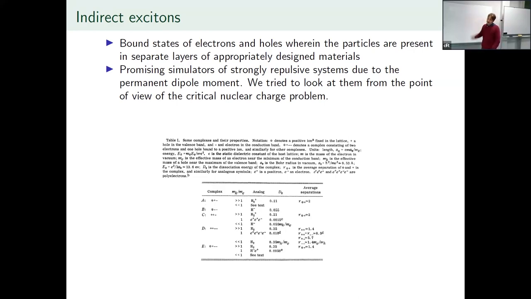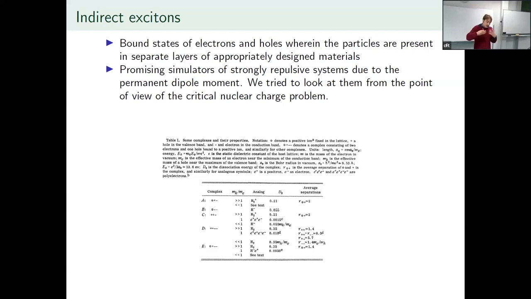One of the platforms that we think about is indirect excitons, and these are essentially bound states of electrons and holes, formed in such a way that you have, say, one layer of a material with electrons, and another layer below or somewhere else with holes, okay? They can feel their Coulomb attraction, their electrostatic interactions, and form bound states across the boundaries of the materials. Such things exist, and they're called indirect excitons.